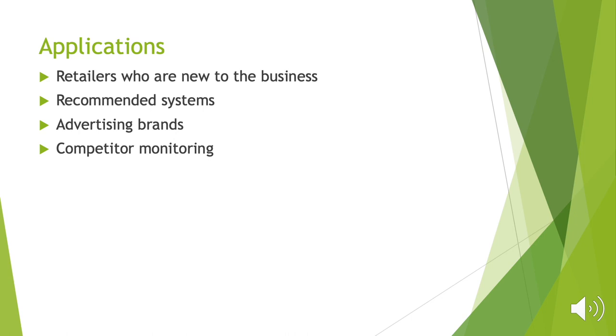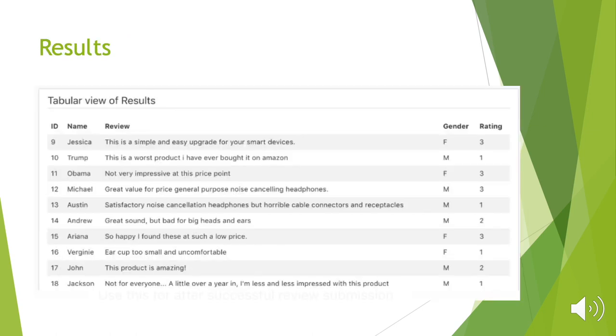So, coming on to the results of our algorithm, this is how the sample output looks. We have name and review as the input to our algorithm, and we also have a gender predictor here, which basically helps the retailers in shaping their business. And we also have a rating, which is the aim of our algorithm.